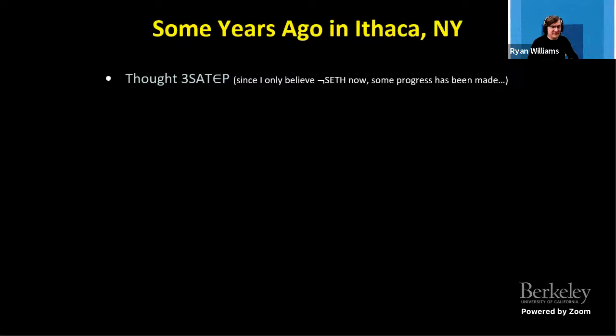So some years ago in Ithaca, New York, I was a teenager and I thought that 3-SAT was in P. Okay? Well, since I only believe the negation of strong ETH now, I guess in some sense some progress has been made. You know, I used to believe P equals NP and now I only believe the negation of strong ETH.